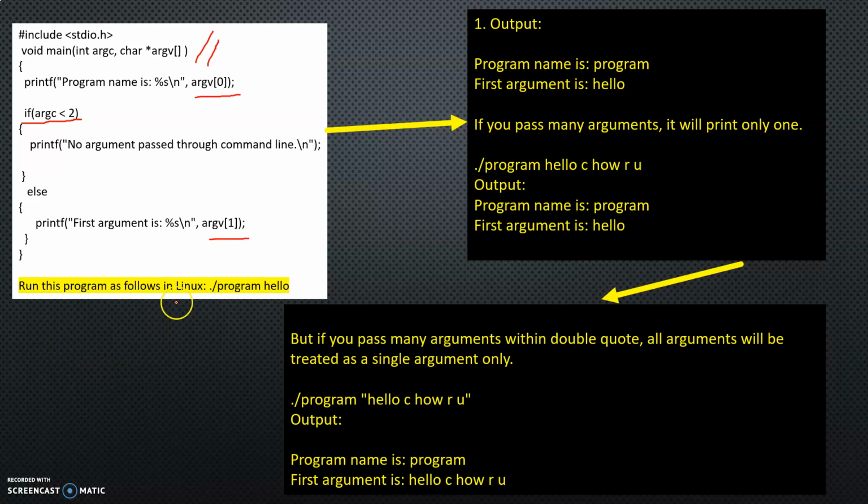Now how should we run the program? We run the program using gcc space filename.c. Then we write dot slash program. Program is the name of your program file. gcc space filename.c space hyphen o space filename.out.